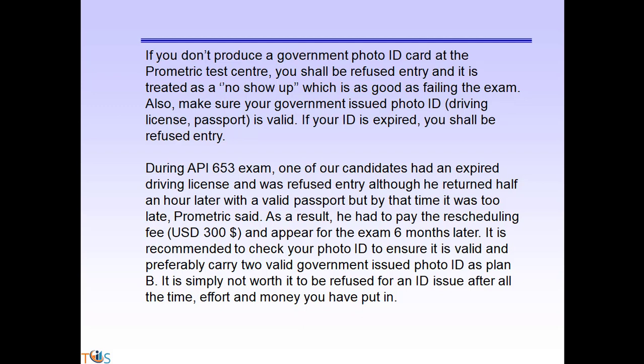Also, make sure your government-issued photo ID, driving license or passport, is valid. If your ID is expired, you shall be refused entry. During the API 653 exam, one of our candidates had an expired driving license and was refused entry. Although he returned half an hour later with a valid passport, by that time it was too late, Prometric said. As a result, he had to pay the rescheduling fee, USD 300, and appear for the exam 6 months later.